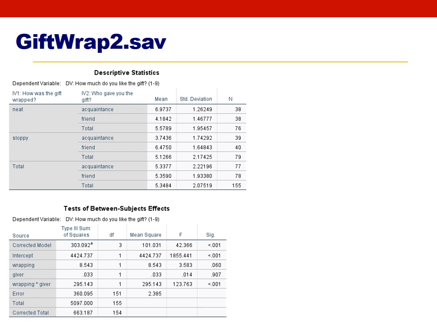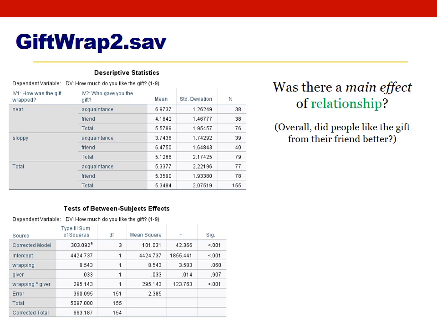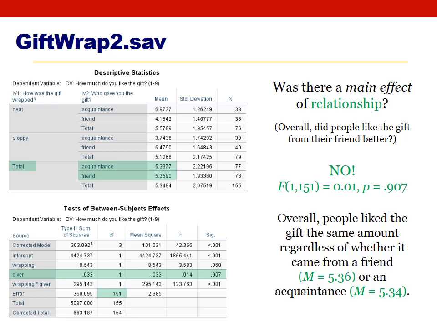What about our other independent variable? Was there a main effect of who gave us the gift? The variable we called relationship, or giver. If we find the giver row in the between subjects effects table, we see a big p-value, 0.907, which tells us that overall, people liked the gift the same, regardless of whether it was a friend or an acquaintance who gave it to them. Here are the marginal means for those 2 combined groups.